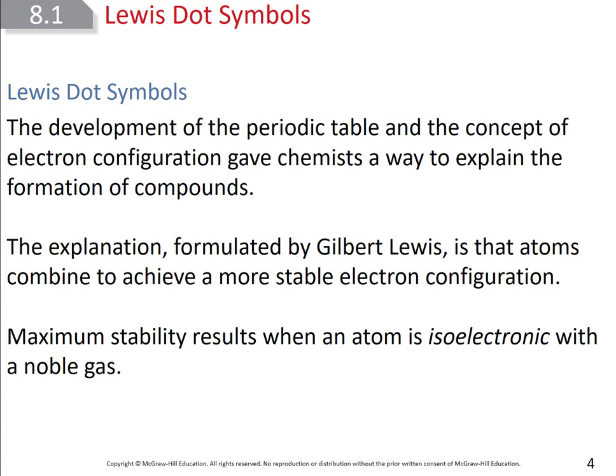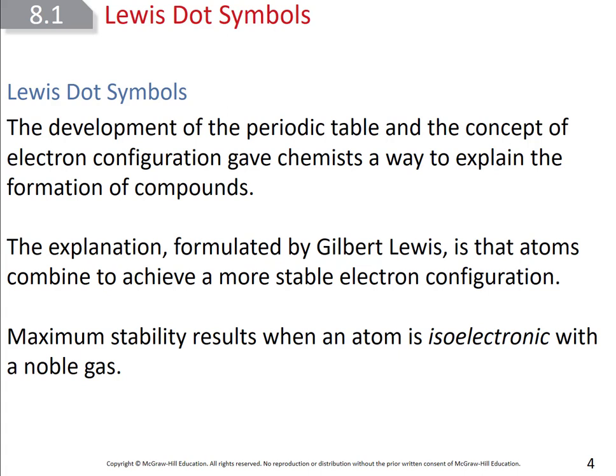How many valence electrons? What group it's in? What group number it's in. Good. So anything in group 4 has 4 valence electrons. So if I'm looking at group 4, I've got carbon, silicon, germanium. These things have 4 valence electrons.